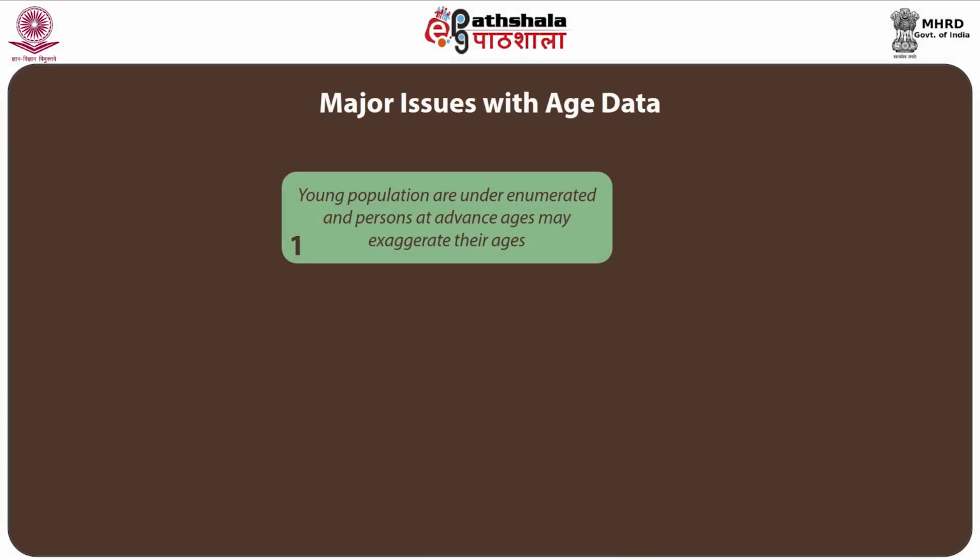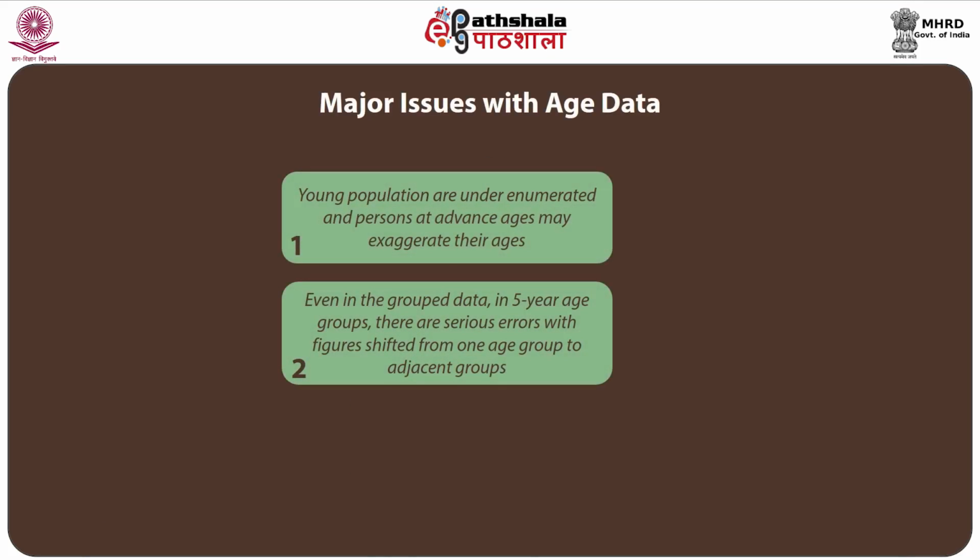Young populations are normally under-enumerated, as we have already seen in the previous session, and advanced age populations try to exaggerate their ages. In this session, we will deal with errors in age distribution of age particularly up to 59 years, because we have already looked at the errors and adjustment of child and old age data to some extent.